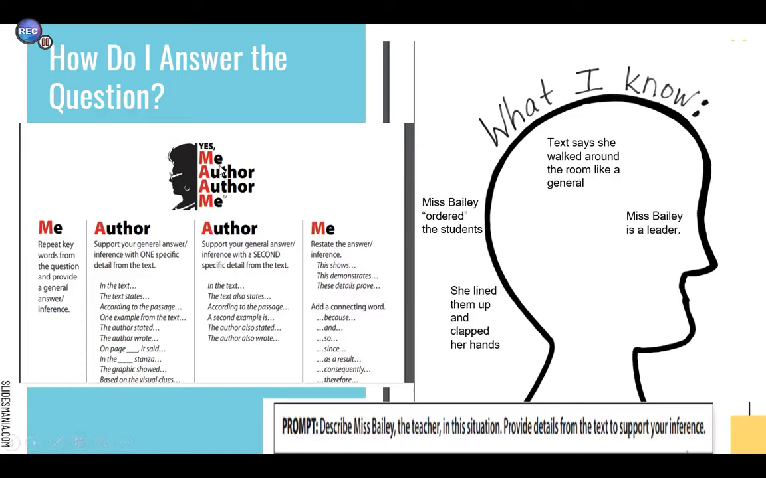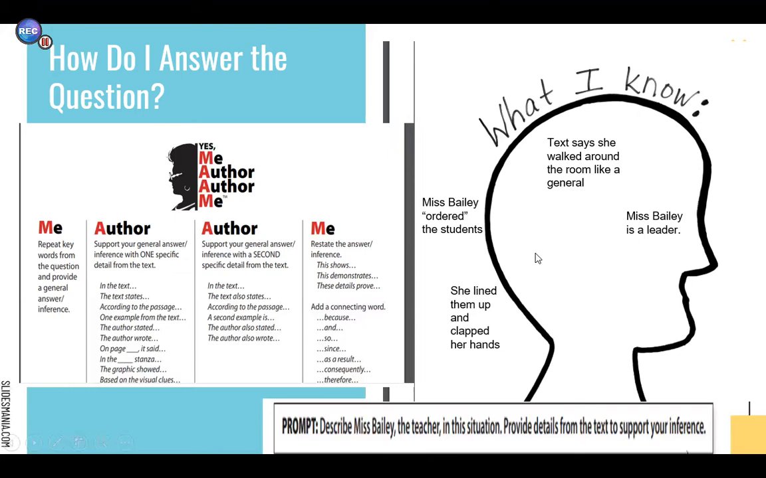So let's look at the first M, me. When you answer the first part of the question, you should always repeat key words from the question and provide a general answer or an inference. Now, we have to be able to make an inference. So let's look over here at this nice silhouette. To make an inference, you have to be able to take what you already know and what's in the text and make an inference. So you make a decision of some kind.